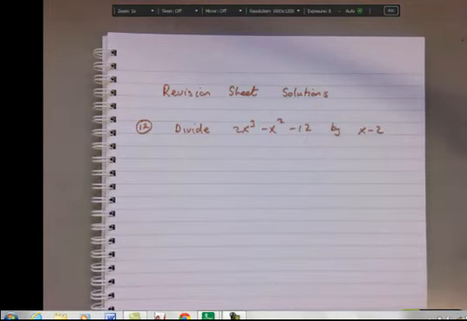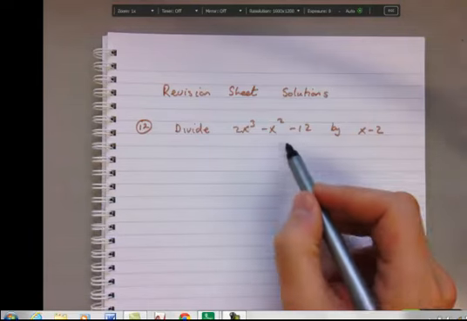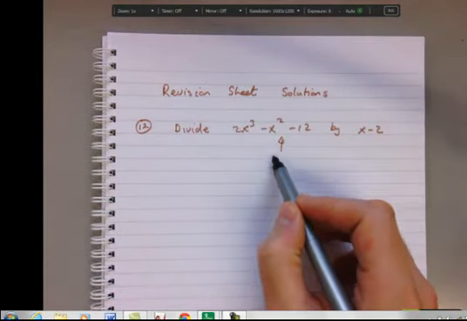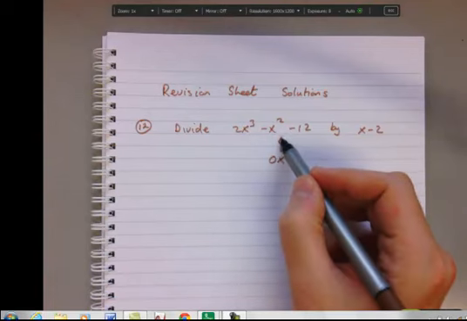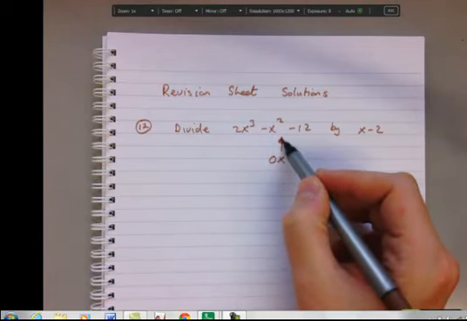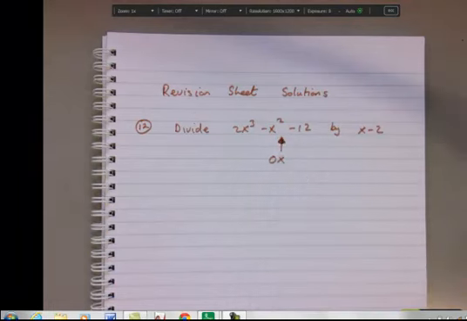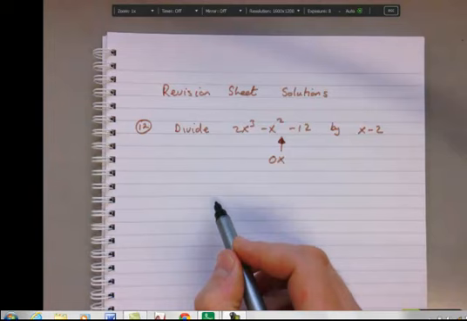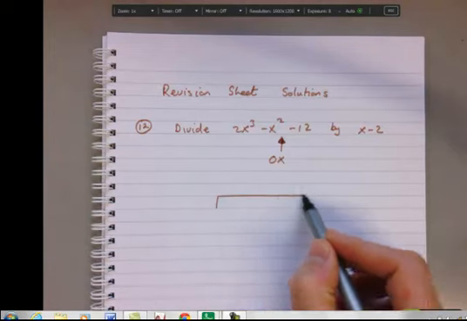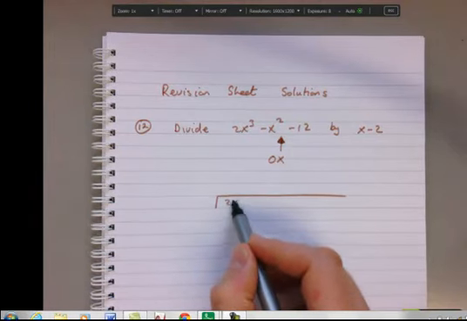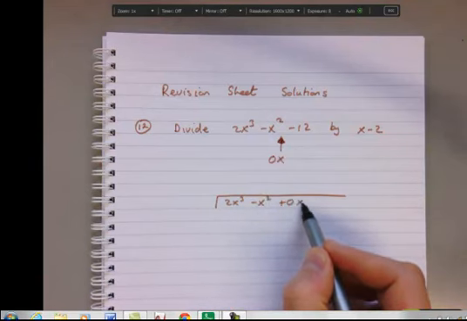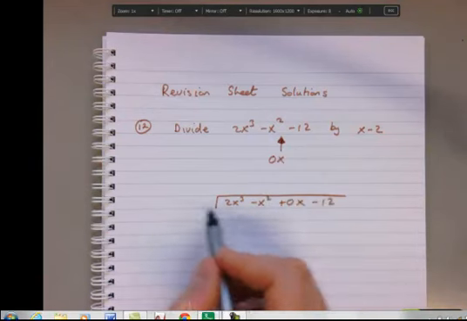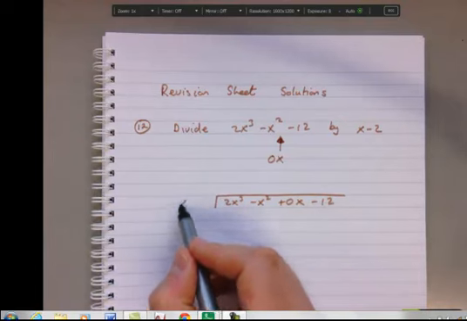So I think the first thing here is that you'll notice there's no x term listed, but I am going to put in a plus 0x, because what that means is that all of the x squareds and x cubed and x, and constants, will all be kept underneath each other. So when I set this question up, I'm going to put in my long division symbol. I'm going to put in 2x cubed minus x squared, plus 0x minus 12, and on the outside I'm dividing by x minus 2.